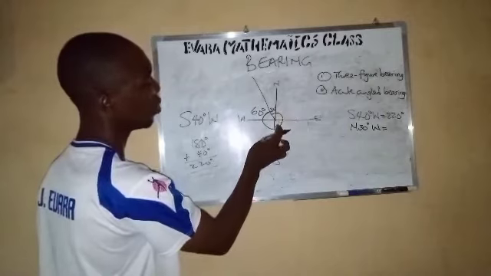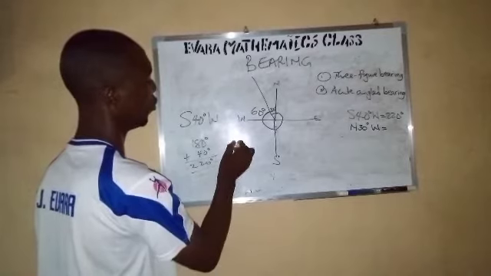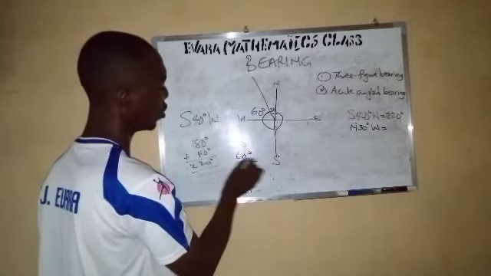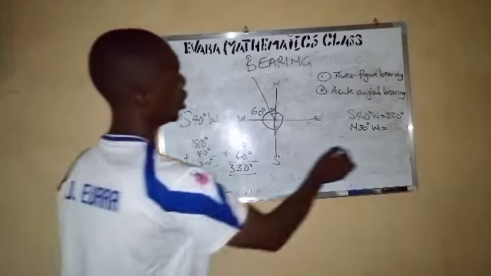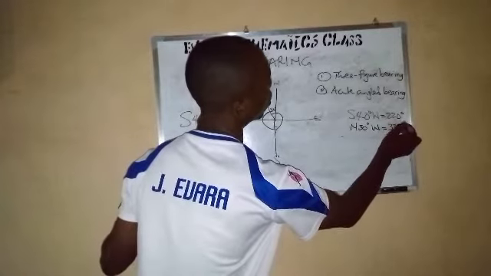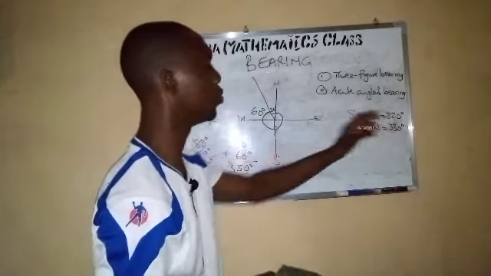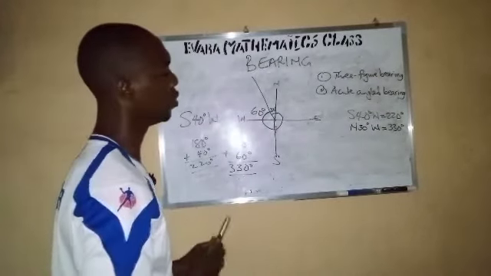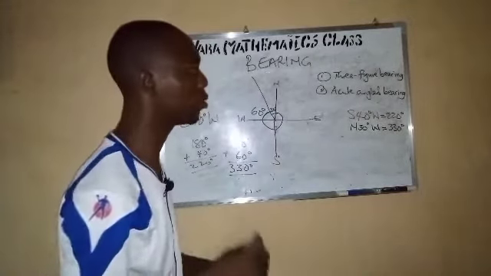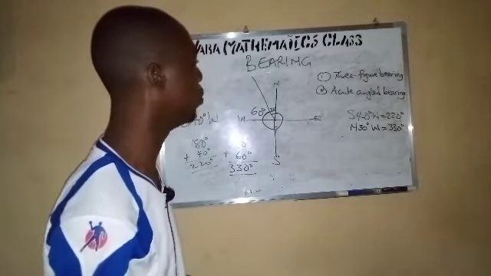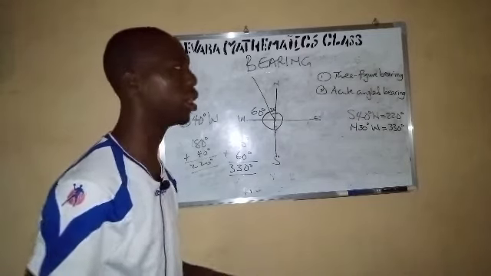So 90, 180, 270, then plus 60 degrees. 270 degrees plus 60 degrees, that is 330. So north 30 degrees west is equivalent to 330 degrees. So this is how to convert from three-figure bearing to acute-angled bearing, and from acute-angled bearing to three-figure bearing. In our next lesson, we shall be looking at how to find the bearing of one point from another. Thank you.